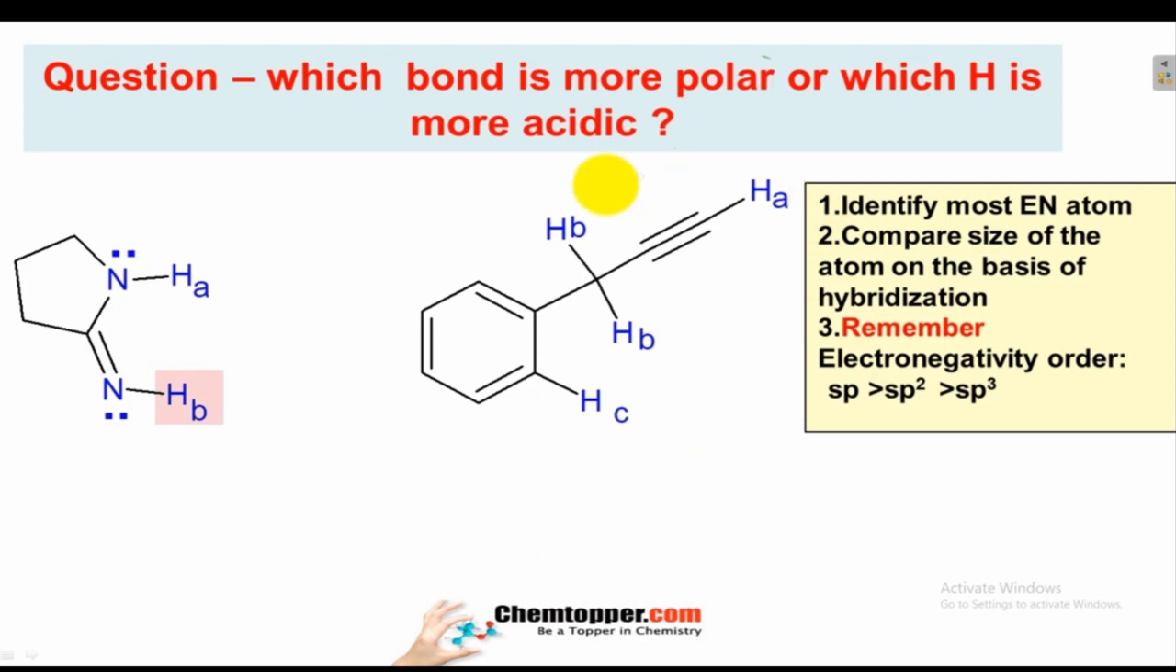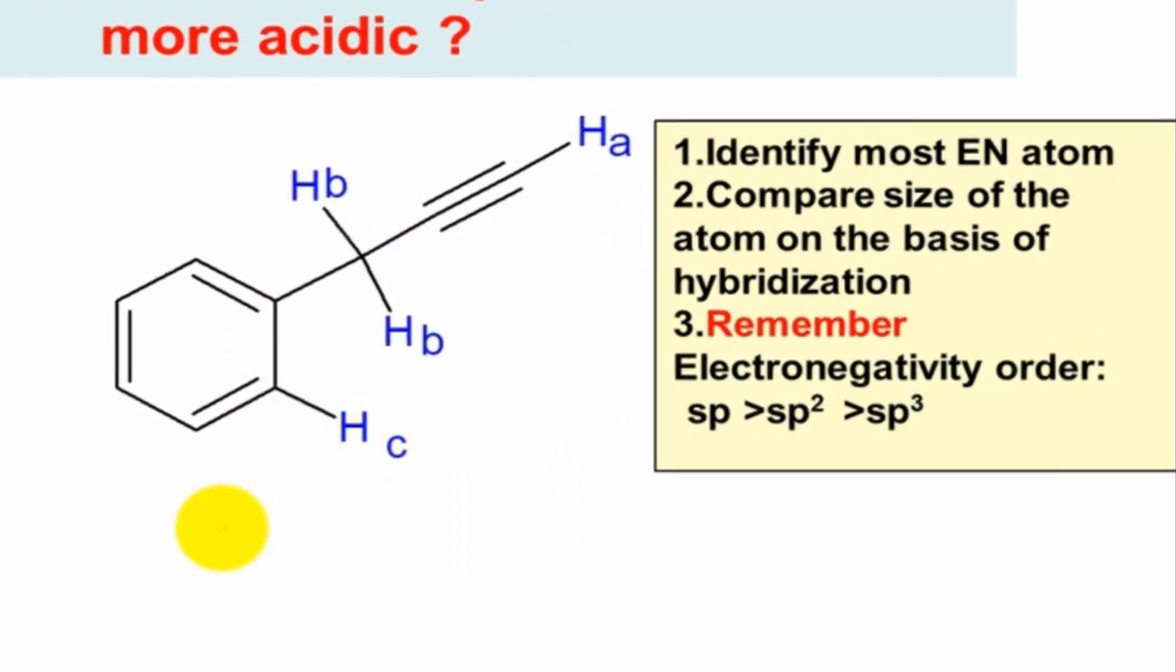Now let us see the second example. In this example, we have only carbon and hydrogen atoms. So which atom is more electronegative? Carbon is more electronegative than hydrogen. But there are many carbon atoms. So we will compare their hybridization.